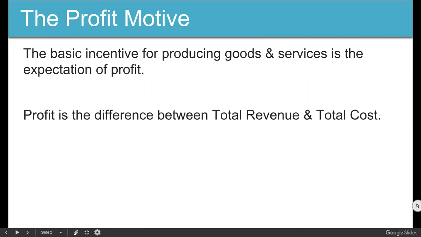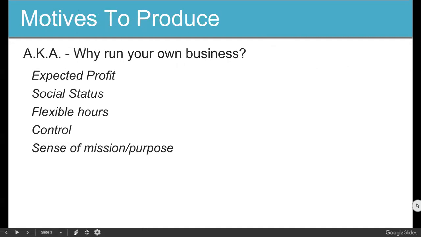Profit, as we all know, especially from last week, 2 weeks ago, profit is the difference between total revenue and total costs. Take your total revenue, price times quantity, how much money do you bring in, subtract out all your costs, and then if you had anything left over, that's profit.